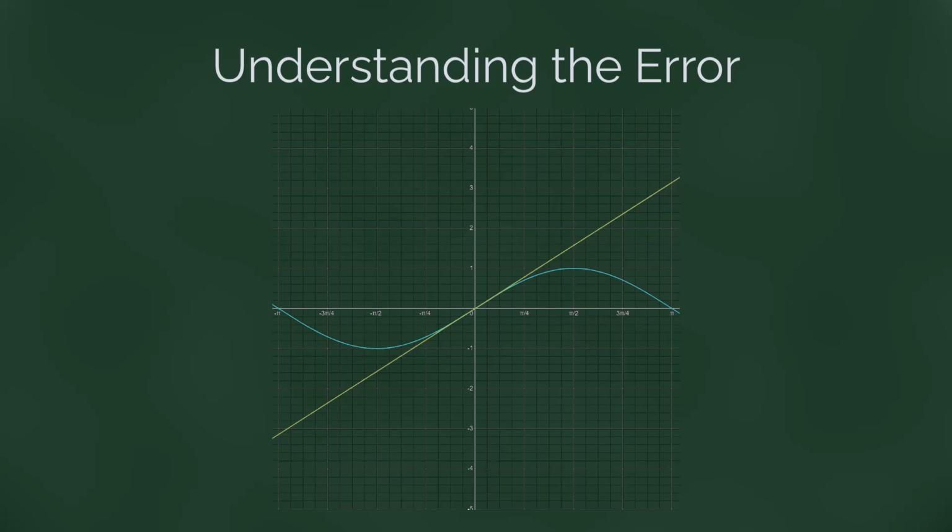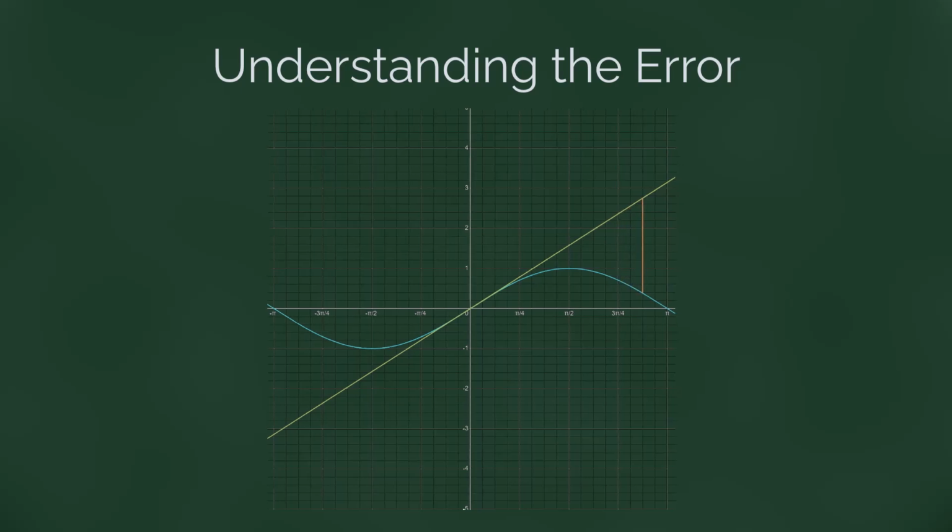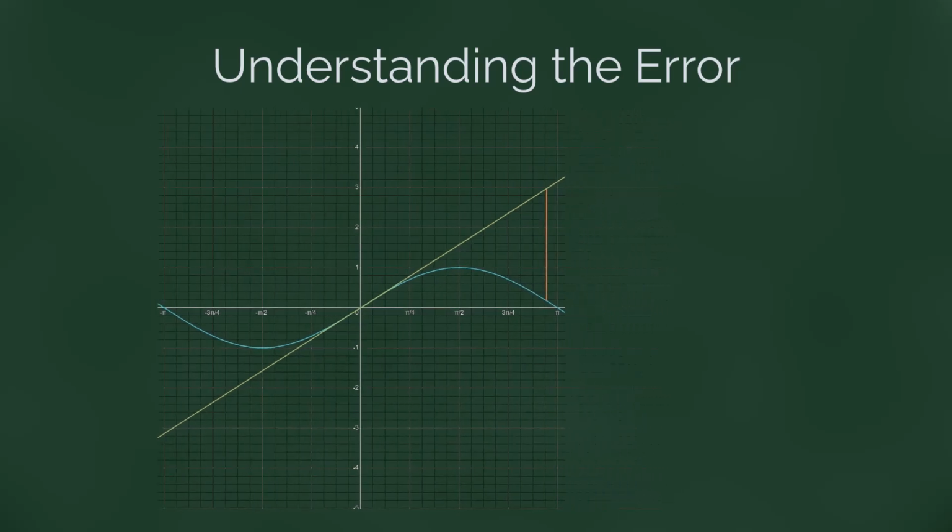As we watch the animation, a few things become clear. First, we can see that the error depends on the x value. As we move along the x-axis, we can see the error shrink as we move towards 0 and grow again as we move away from 0. The other thing we can see is that the error gets smaller the closer we are to the center of our Taylor polynomial. In this case, we're centered at 0.